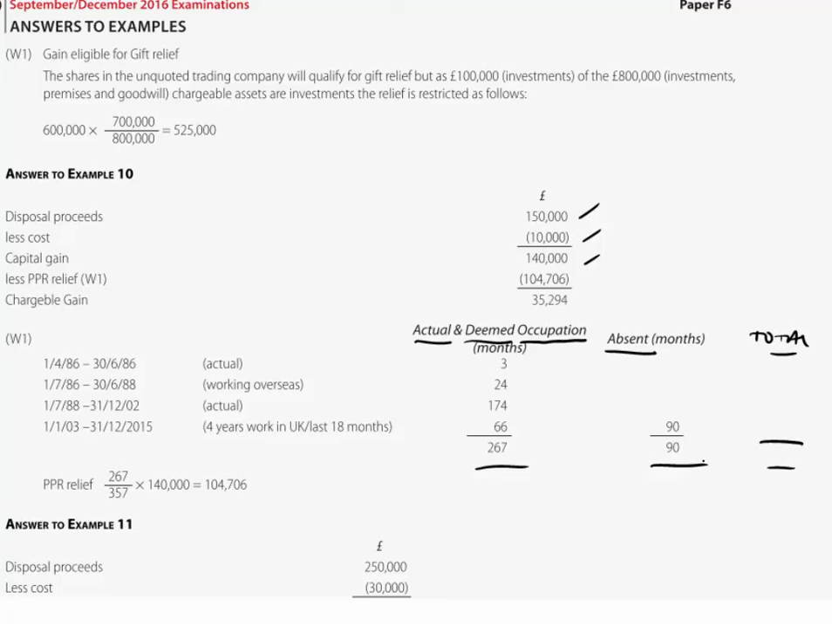Now in the question we were told that David bought the house on the 1st of April 86 and lived in it until the 30th of June. So we've got the first 3 months there of actual occupation. It was important to know that prior to leaving the property that there was actual occupation. If he'd bought it, not lived in it, and gone abroad as he did to work overseas for 2 years, then those 2 years would not have classified, therefore, as periods of deemed occupation. So it was essential that he had occupied for some time, for some period, the property prior to leaving. So actual occupation, 3 months.